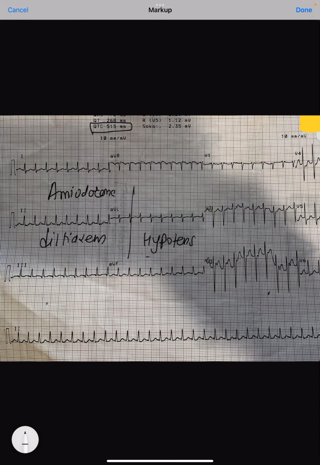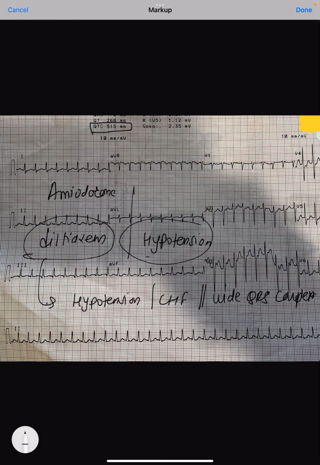Other things are that diltiazem is not given in patients with hypotension or congestive heart failure. It is not given in patients where there is wide QRS complex, and it is not given in those patients who have WPW syndrome. Whereas this cordarone can be given to those patients who have wide QRS complex. So it can be given if the QRS is wide. It can be given if the patient has WPW syndrome.